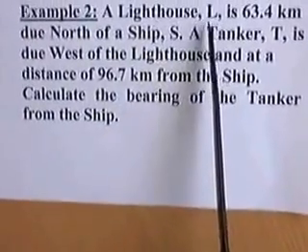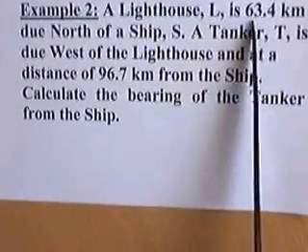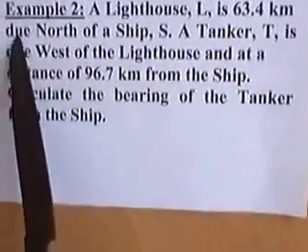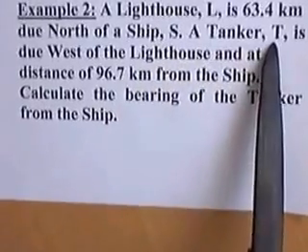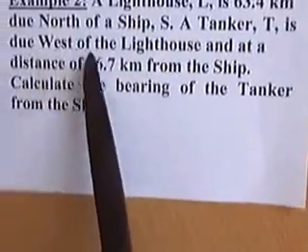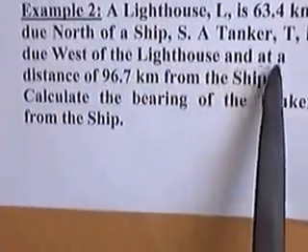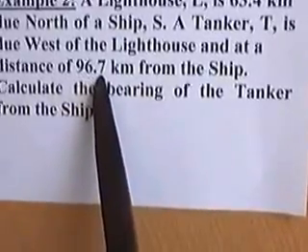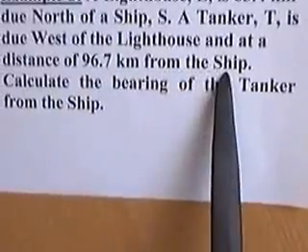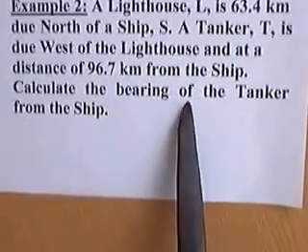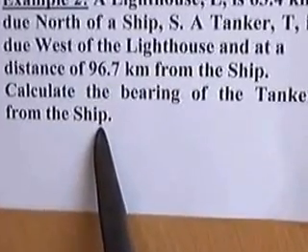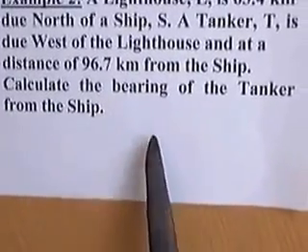Alright, let's see. A lighthouse L is 63.4 kilometers due north of a ship S. A tanker T is due west of the lighthouse and at a distance of 96.7 kilometers from the ship. You've got to calculate the bearing of the tanker from the ship.